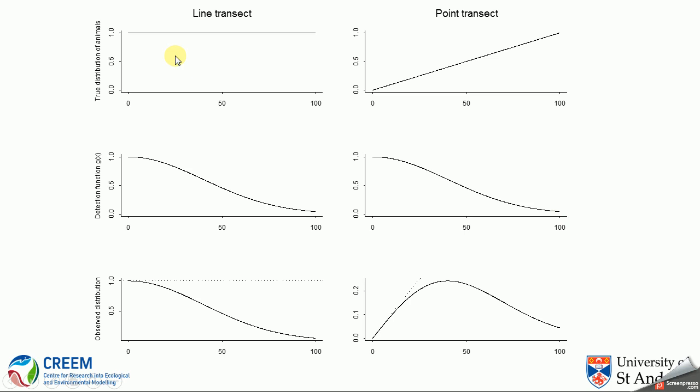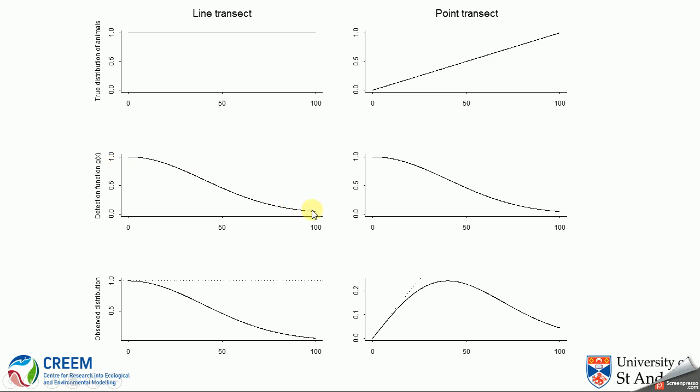So for line transect sampling, you don't get that effect, because the availability of animals with distance from the line, when lines are randomly placed, is uniform. There are many animals on average at each distance. And for this plot, we've taken the truncation distance, the half width of the strip, to be 100.